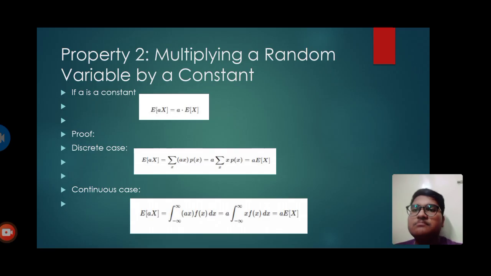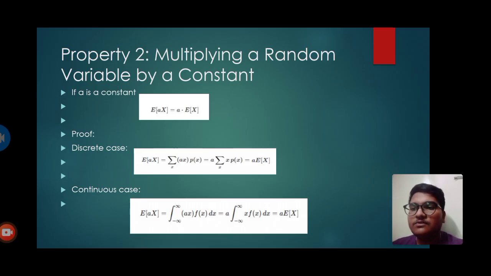Property 2 is multiplying a random variable by a constant. If a is a constant, then E of aX is a times E of X. Proof. In the discrete case, the expectation of aX is equal to the summation of a x times p(x), which is a times the summation of x times p(x). As we know, the summation of x times p(x) is the expectation, so we get a times E of X, as given in the property.